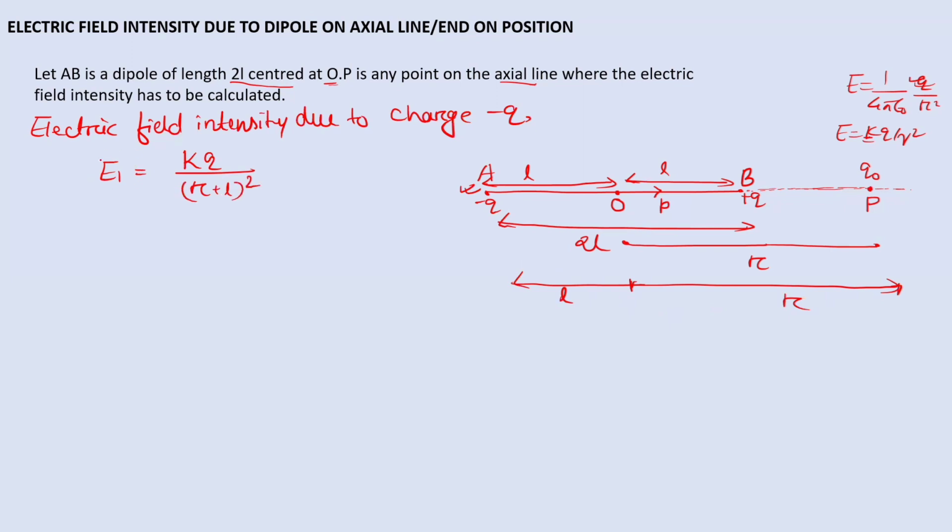Now, what is the direction of this electric field intensity? If you see in this particular case, this is a positive charge and this is a negative charge. Obviously, the negative charge will attract the positive charge and the direction will be minus I cap, right? So we will write here the direction to be minus I cap.